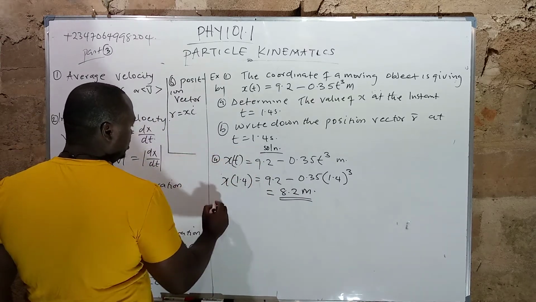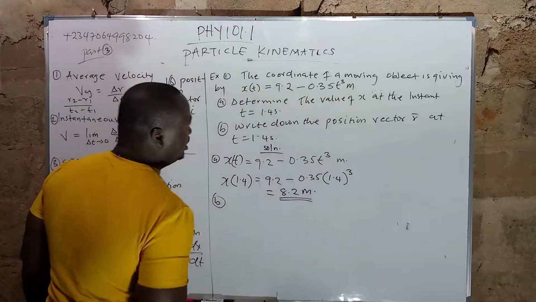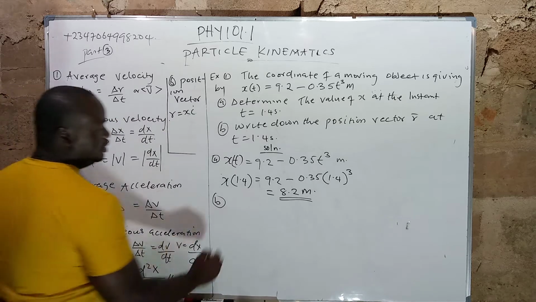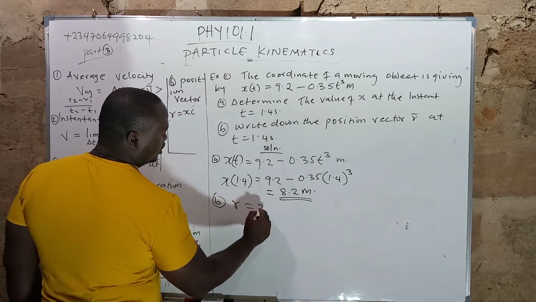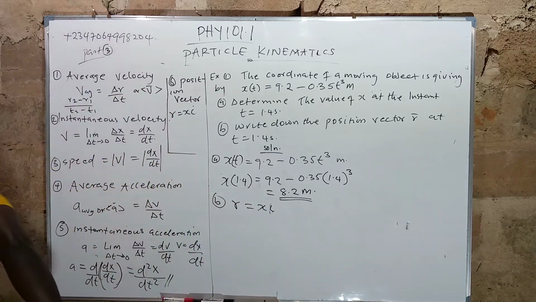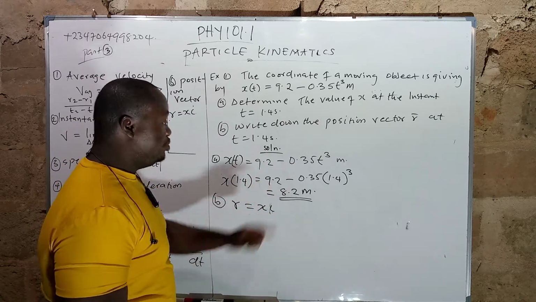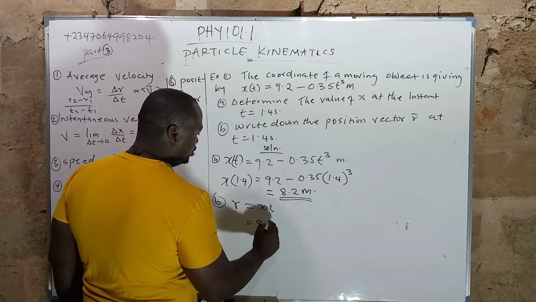Now, the part B is write down the position vector. The formula for position vector is xi. So look at the position vector, here R is equals to SI. Now, you have already gotten your S to be 8.2. So all you need to do is just include the I, times it with I. So this is 8.2I.